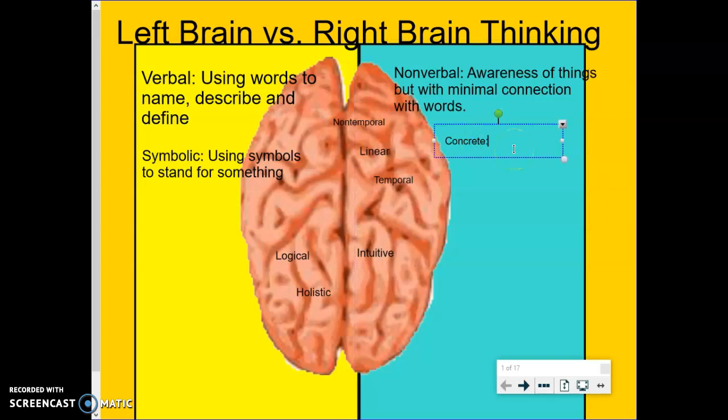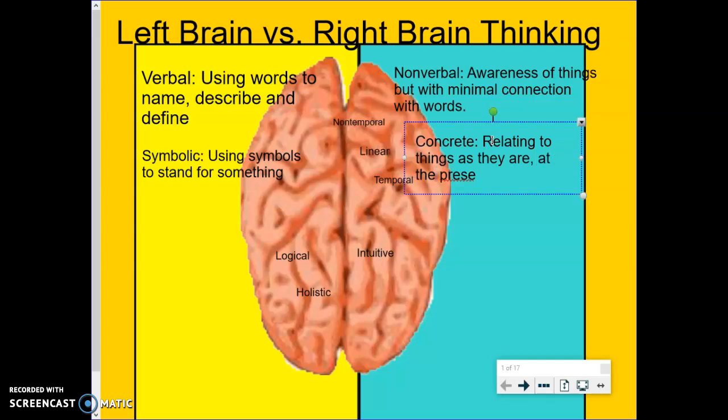And so when we are drawing, we need to draw in a more concrete kind of way. And the definition for this one is relating to things as they are at the present moment. So I would want to draw things as I'm actually seeing them. I would want to draw a specific bird and get the proportions right and the coloring of the wings right and the markings correct. I want to draw things the way I actually see them, and that's a right brain process.